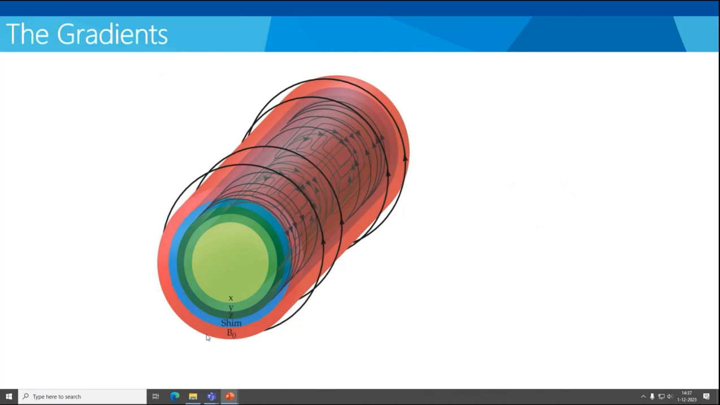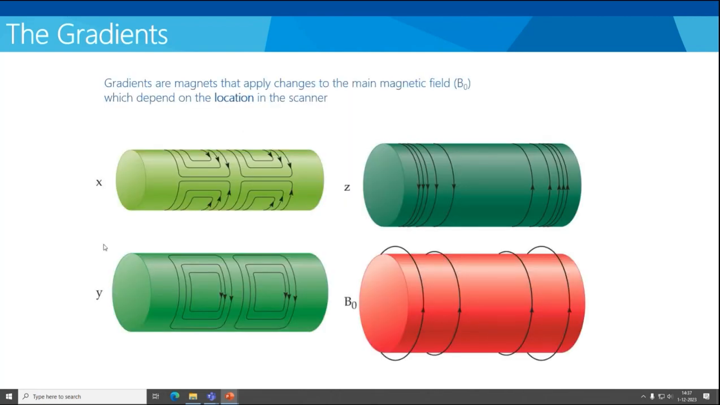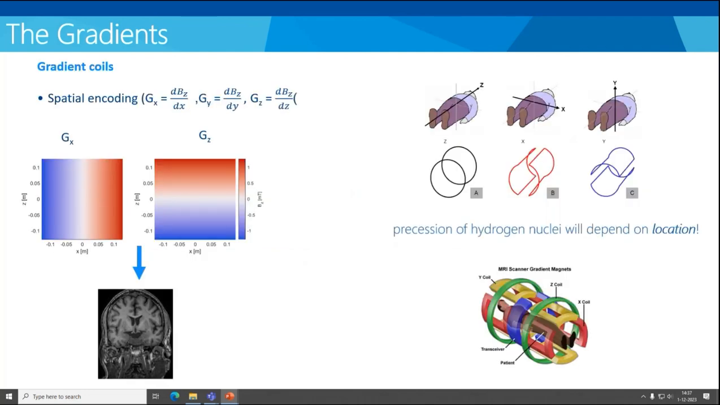There are 3. So usually, there's the main magnetic field in red. We have some shim. Don't worry about that. And we have gradient coils in 3 directions. And this is for a whole body system. So what it does, it applies changes to this main magnetic field in space in 3 directions. And therefore, the main magnetic field will depend on location, and therefore the precession frequency will depend on location. And that will result in a very complicated oscillating signal. But using very famous mathematical tricks, we can reconstruct that to an image. So that's the game a little bit.